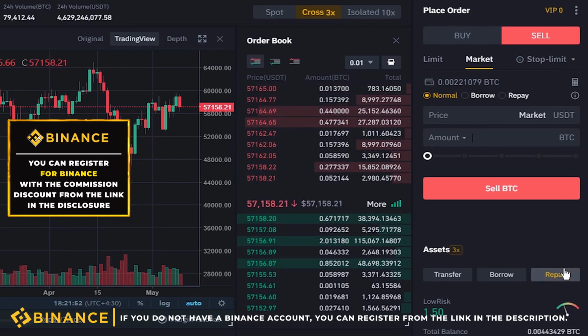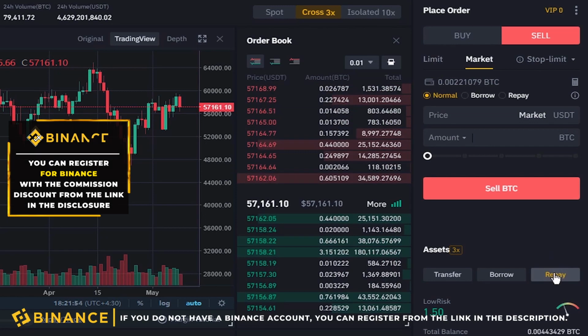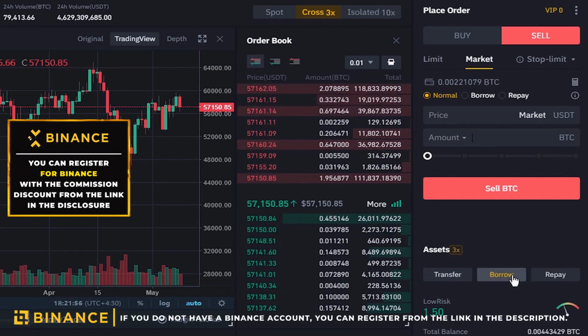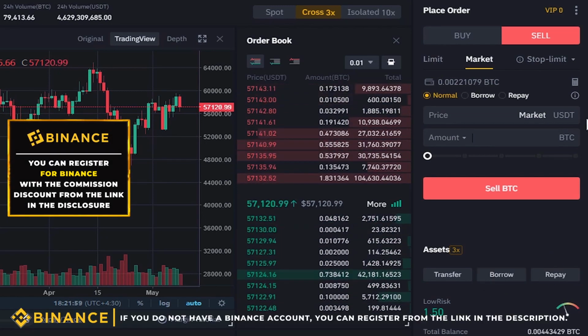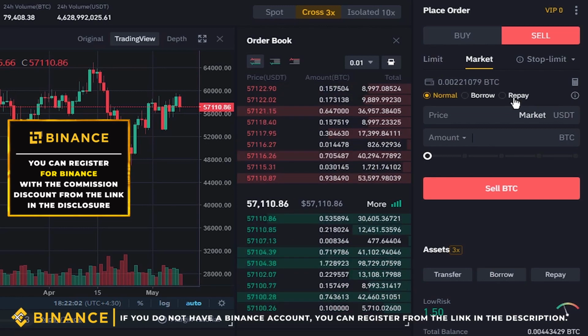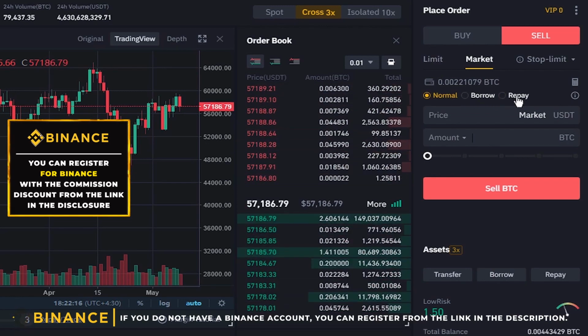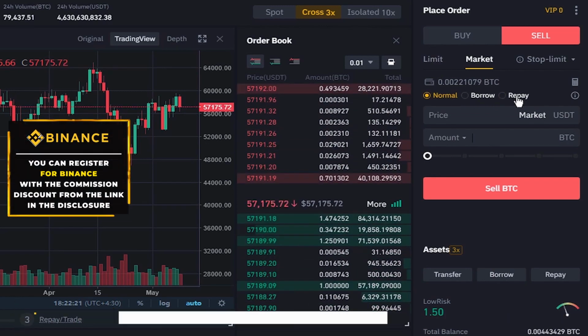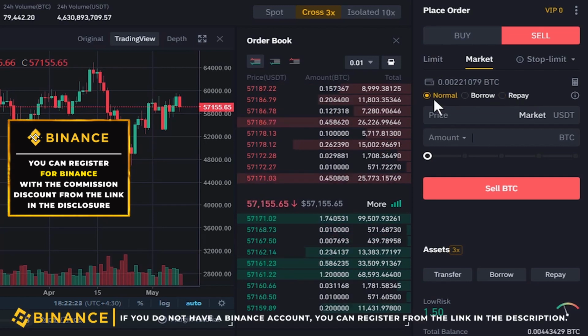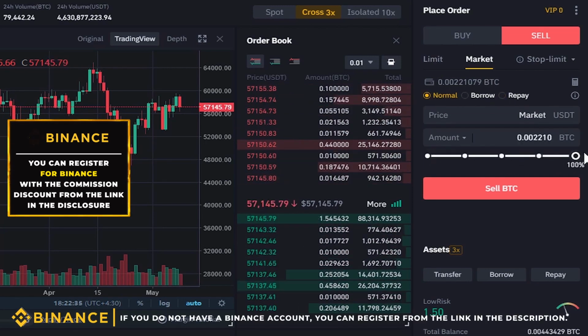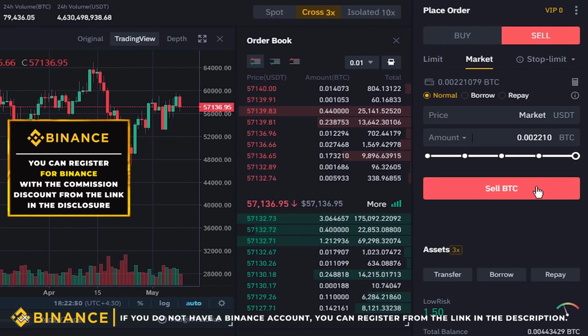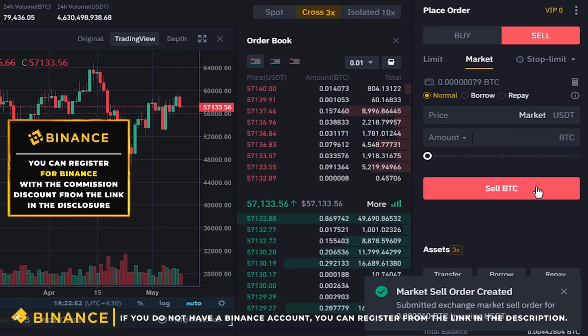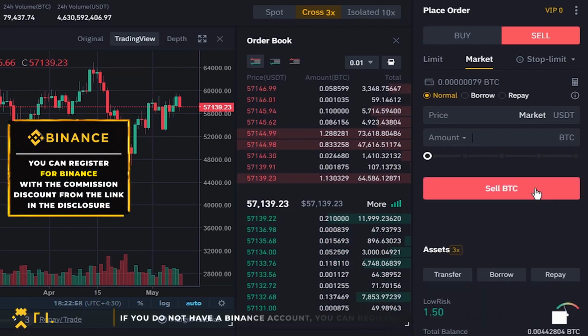Let's do it this way because in this example, we also borrowed here before the trade. And later I'll explain borrowing and repaying by the help of these options in another example. Alright, let's sell our Bitcoin in normal way. We want to sell 100% of our available BTC. We click on sell BTC and order filled. And our Bitcoin is sold.